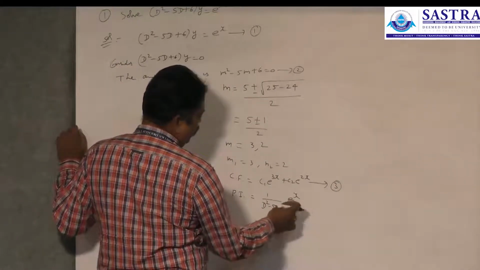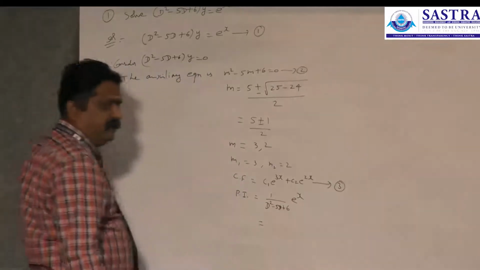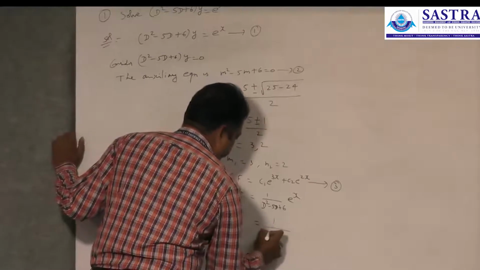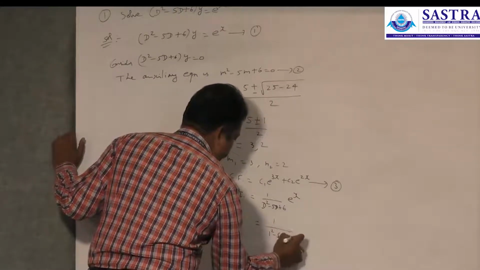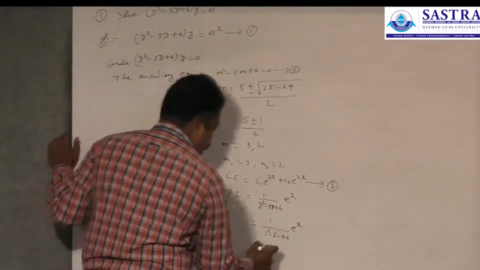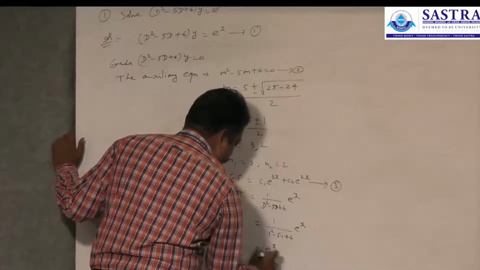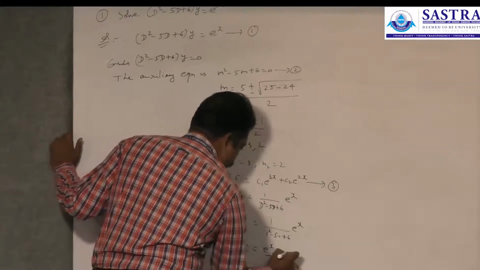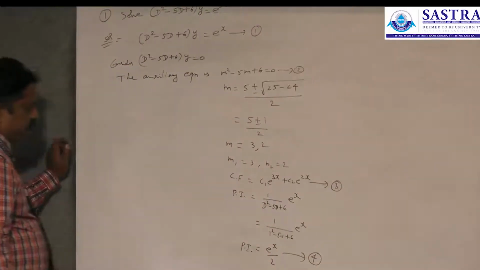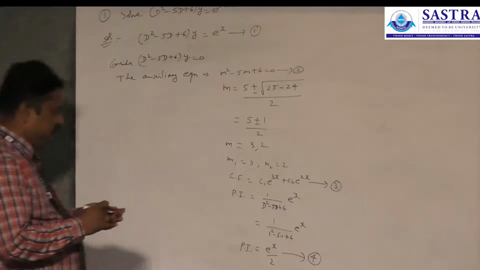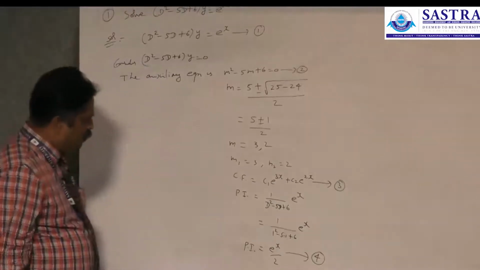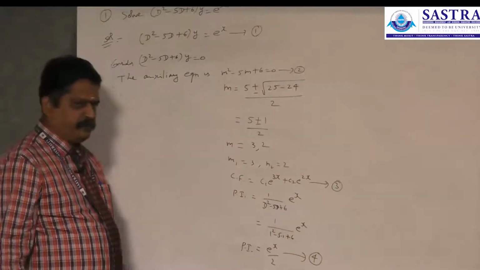Now here it is of the form e power ax. The value of a is 1. So replace D by 1. We get 1 divided by 1 square minus 5 into 1 plus 6, e power x, which is equal to e power x divided by 2, since 1 minus 5 plus 6 is 2. This is the particular integral. So the particular integral comes out to be e to the power x by 2.